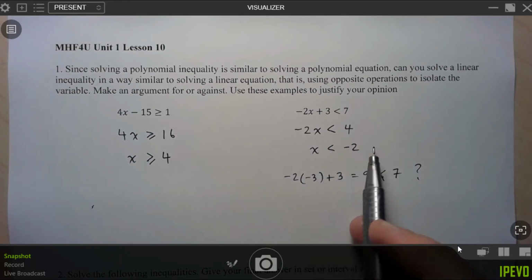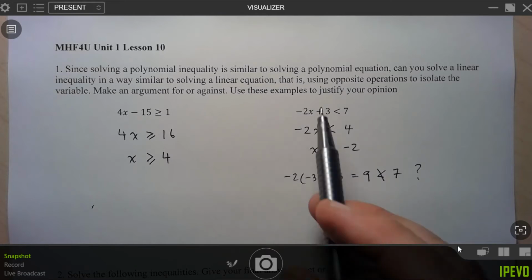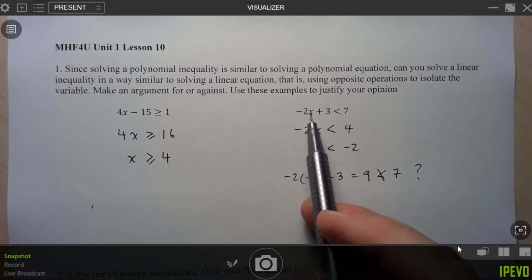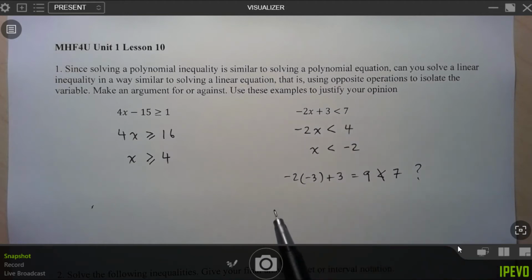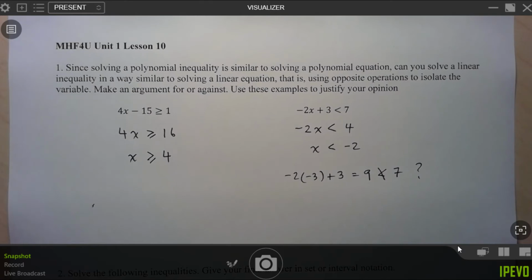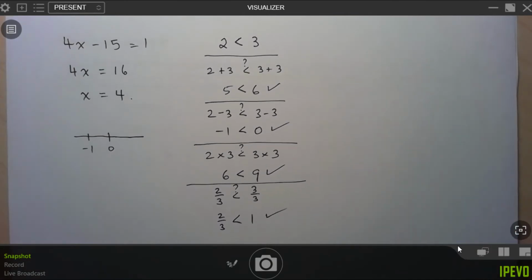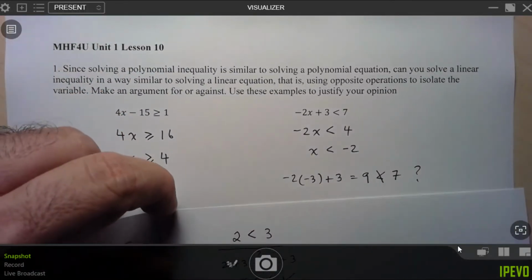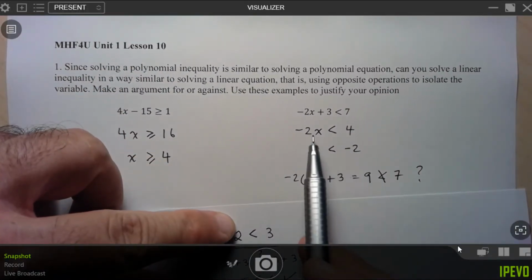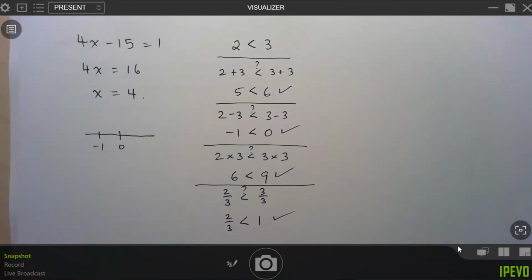Let's say we take something bigger than negative 2. According to this, it shouldn't work. But if I replace, say, x by 0, negative 2 times 0 plus 3 is 3, which is less than 7. So clearly there's a bit of an issue here. Okay, it seemed to work with all these operations. But the one thing I noticed that's different in this scenario here is that notice how my coefficient of x was negative. And I think that might cause a bit of an issue.